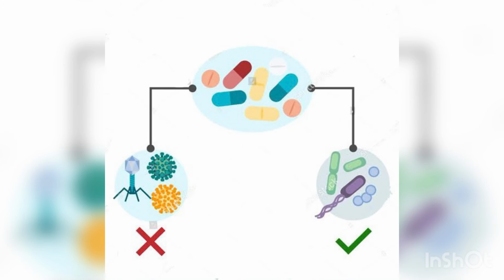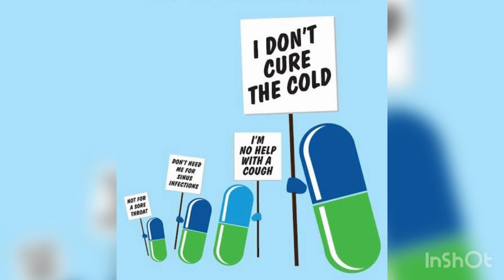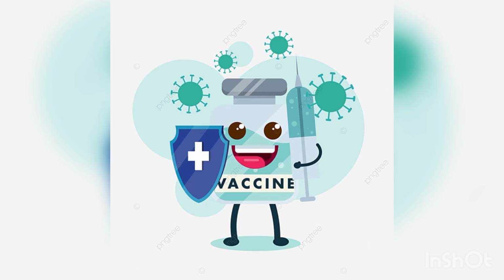Only bacterial infections can be killed with antibiotics. The common cold, flu, and most coughs are all caused by viruses. Antibiotics don't treat viral diseases. For most viral infections, treatments can only help with symptoms while you wait for your immune system to fight off the virus. However, vaccines can help prevent you from getting many viral diseases.